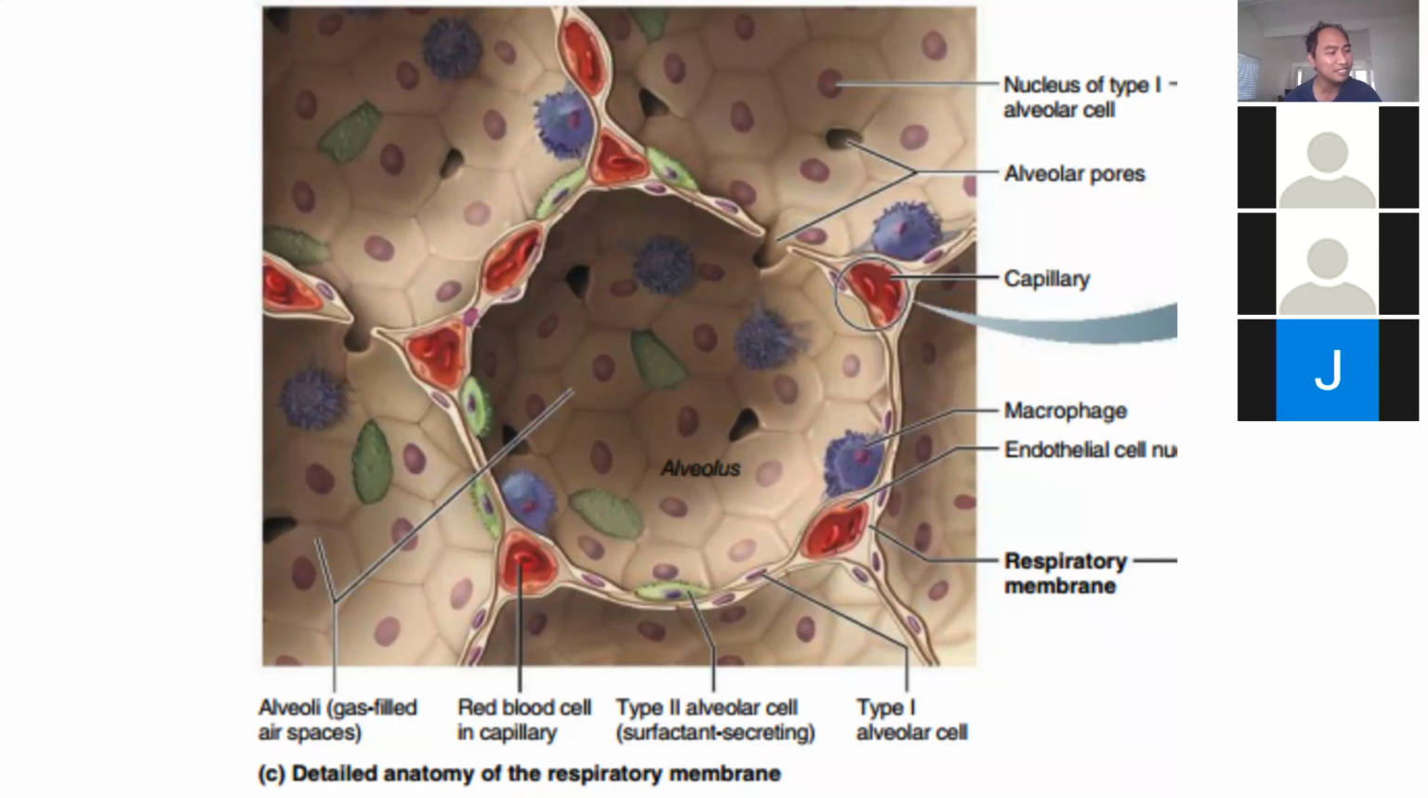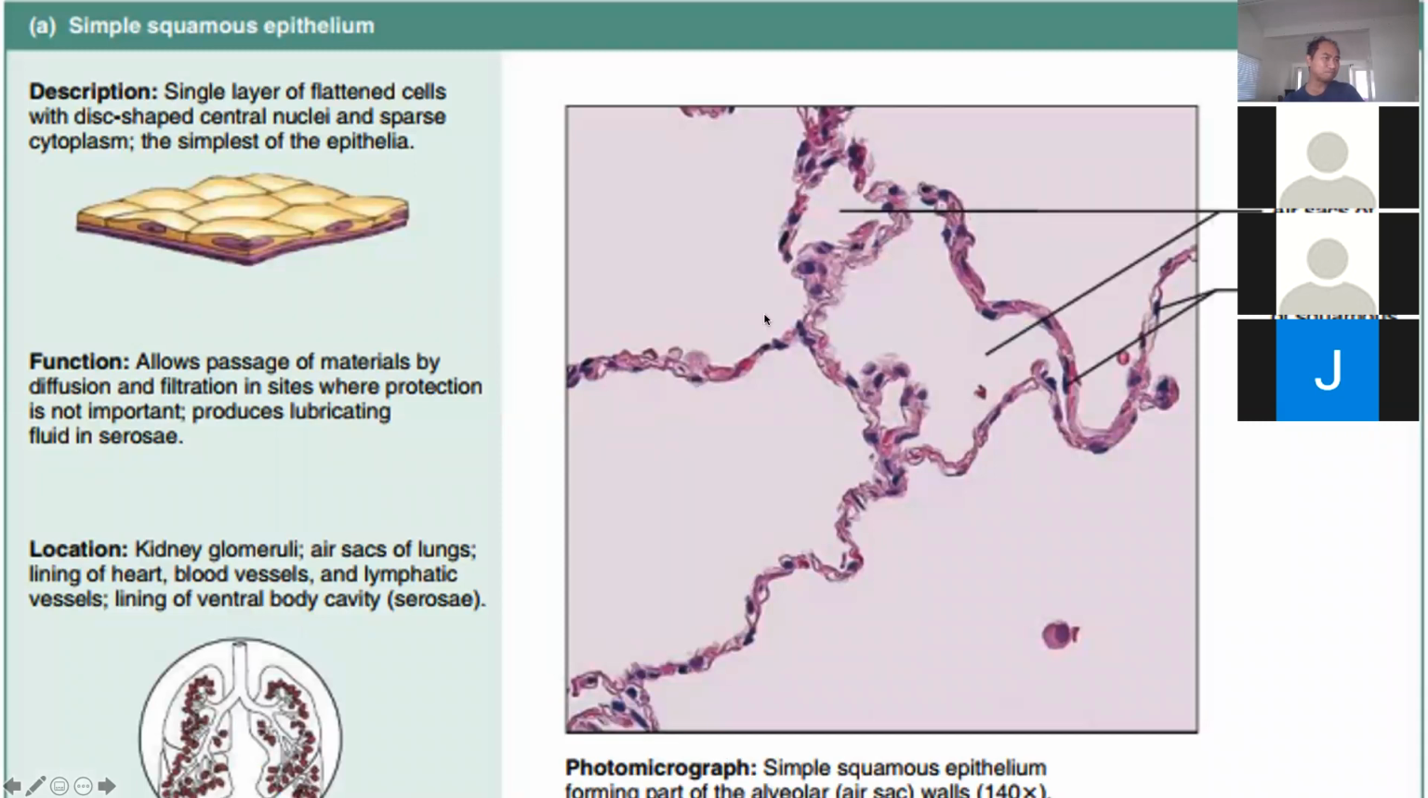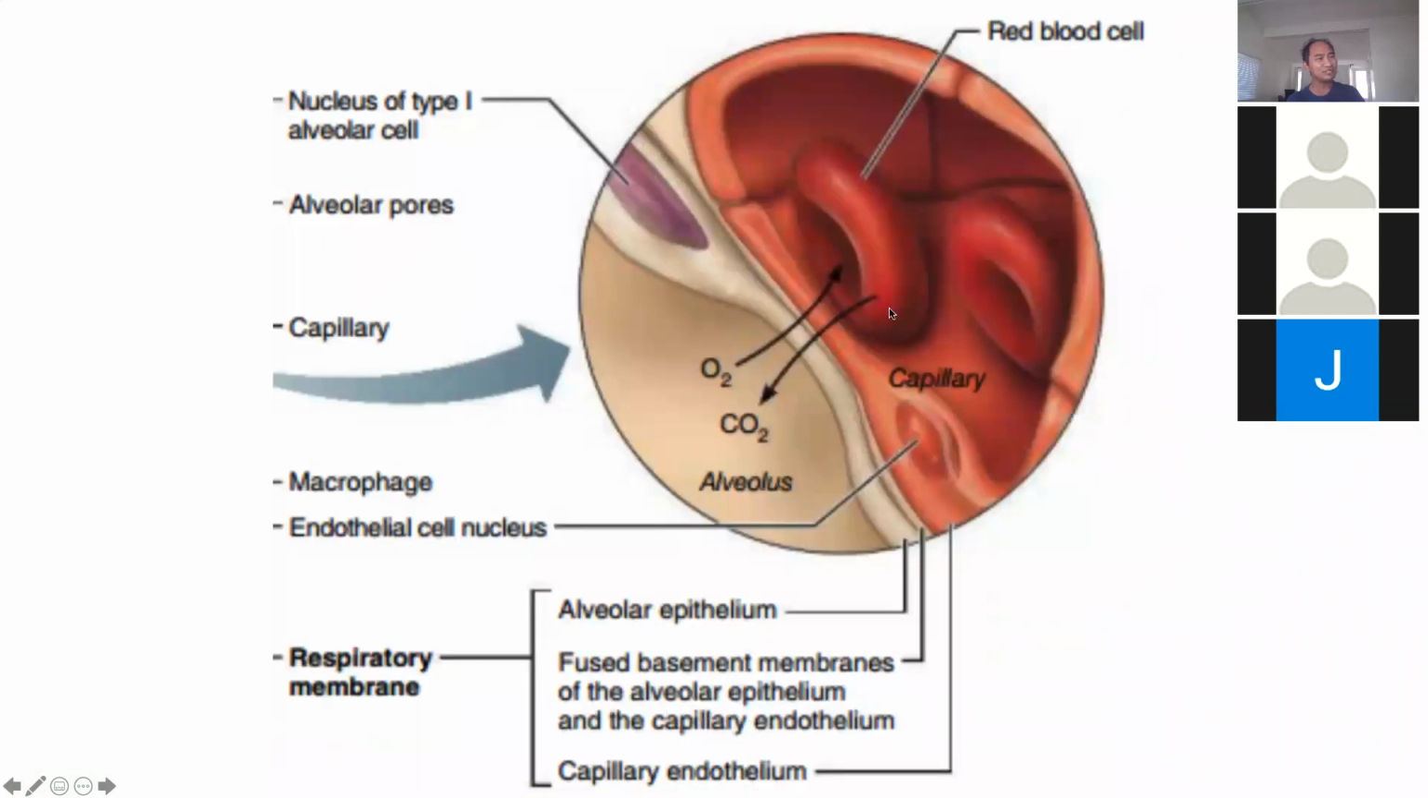So let's look at the partition between the alveolar wall and the capillary wall. This is the area we are going to focus on. This is the simple squamous epithelium. We said simple squamous epithelium is for the alveoli, and the cells are really, really thin and flimsy. Let's look at the junction of the alveoli on one side and the capillary on the other side. Of course, it is simple squamous epithelium. We will say type 1 alveolar cell.